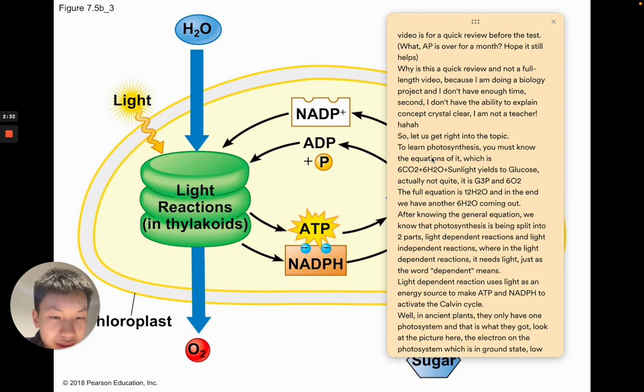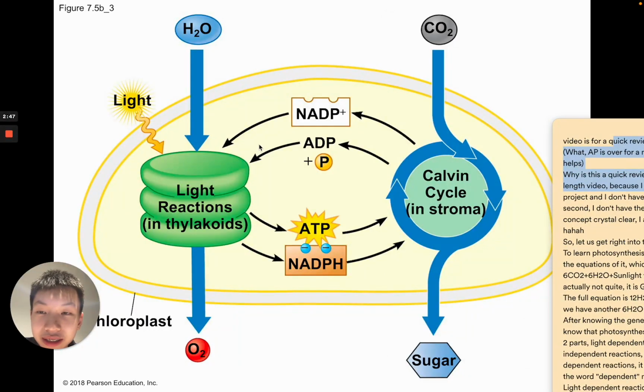So, in the light-dependent reaction, we use light as an energy source to make ATP and NADPH to activate the Calvin cycle. You see here in the picture, light and water come into the thylakoid, and ATP and NADPH are generated for the Calvin cycle. And then the photosynthesis itself is a cycle. The Calvin cycle is a cycle itself.